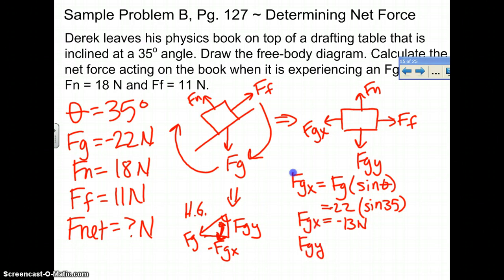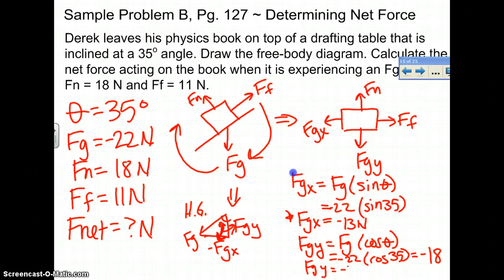Your FG of Y is now adjacent. So FG of Y is going to be F of G cosine theta. And I'm going to skip a line here because of space. But that would be negative 22 times the cosine, right? Negative 22 times the cosine of 35, which is going to equal negative 18. So FG of Y equals negative 18 newtons. Let's insert a new page here and finish this guy.